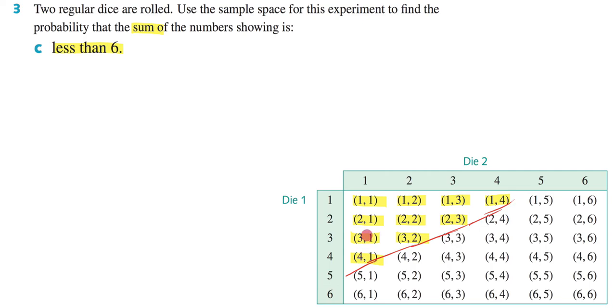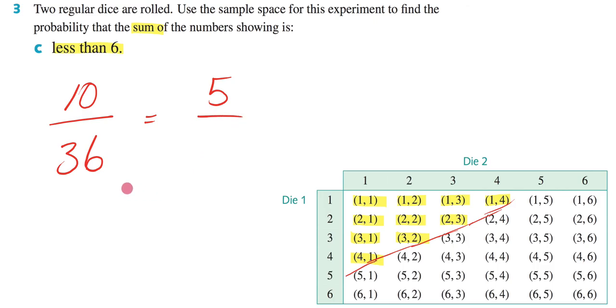Hopefully you can see it's figured out to be a bit of a diagonal there. And I'm going to have 1, 2, 3, 4, 5, 6, 7, 8, 9, 10. So that means there are going to be 10 outcomes out of 36, which can be simplified: I can halve 10 to give me 5, and then I can halve 36 to give me 18. So my answer will be 5 on 18 as my final answer for 3C.